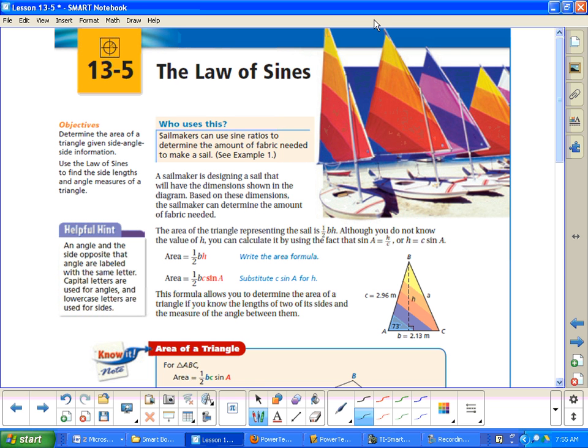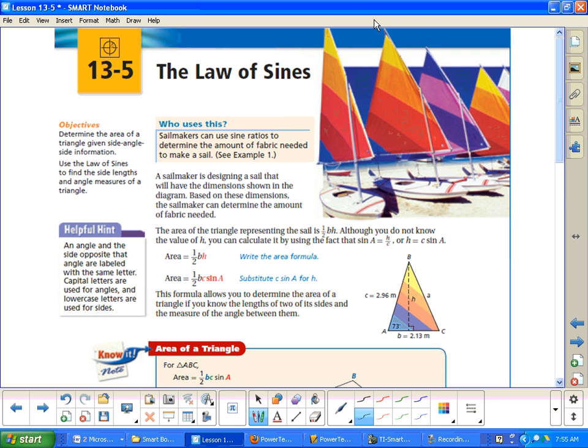And so there's two different things we can do if we don't have a right triangle. There's the law of sines and the law of cosines. And today we're going to look at the law of sines. So the first thing we're going to look at, though, before we actually get too far in the law of sines, is talk about area of a non-right triangle.